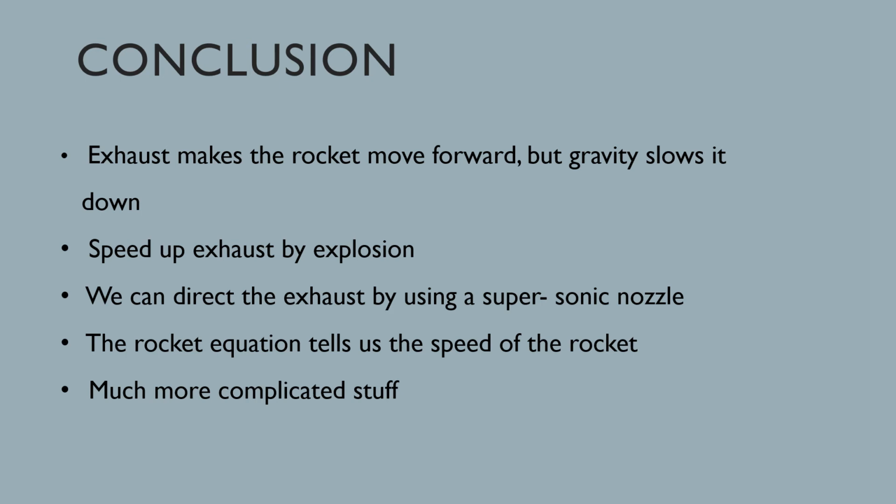So in conclusion, to summarize this presentation and everything that I just talked about, we can say that the velocity of the exhaust would make the rocket move in the forward direction. However, gravity is what is going to slow that down. Then we can say that we speed up the exhaust by the explosion of the rocket, which is shown in those videos that I previously showed, which is the stuff flying out the back, which again speeds up the rocket.